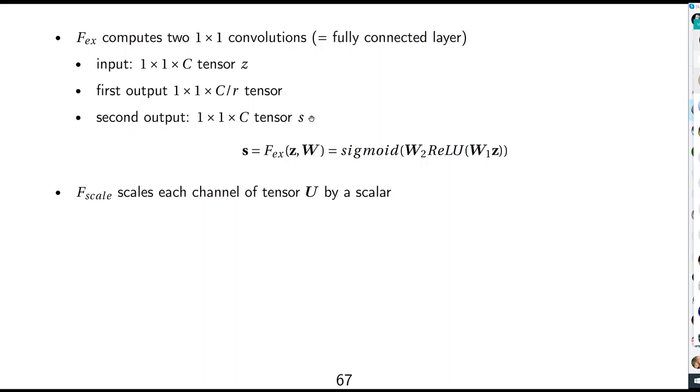Looking at this as written out as an equation, then we have F_x is a function that takes these parameters W as input, so there will be two parameter matrices W as input, one for each fully connected layer, and Z is the vector of averages that is also an input, and then we compute first fully connected layer, first linear layer, W1 times Z, ReLU, W2 times the output of this, and then sigmoid. For the shapes of W1 and W2, we refer to this idea of dimension reduction and dimension expansion discussed up there.